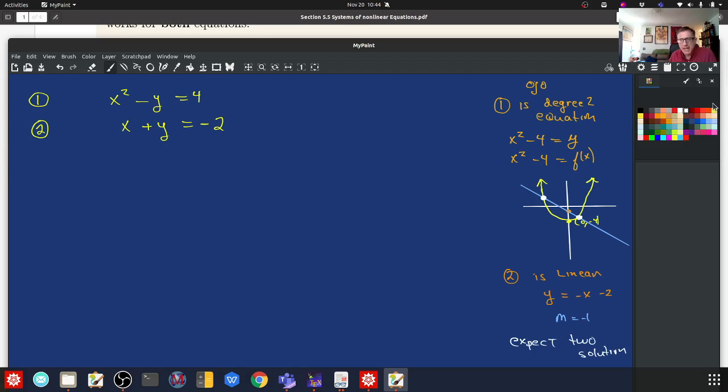So in this particular case, if I have a degree 2 equation and a linear equation, anytime one of your equations is linear, and I'll write this down, if one equation is linear, and by linear, remember, that means it's a degree 1 polynomial in the variables x, y, meaning there's no exponent other than 1 on the variables, use the substitution method.